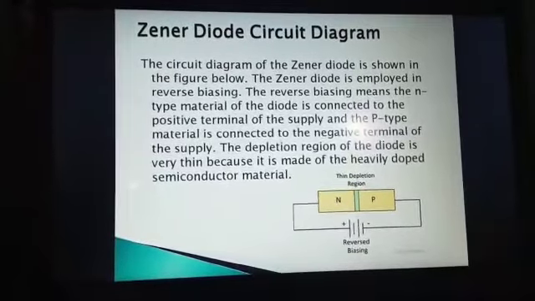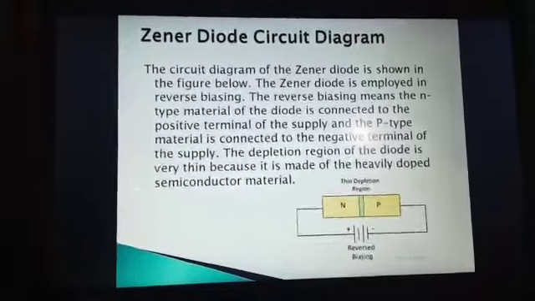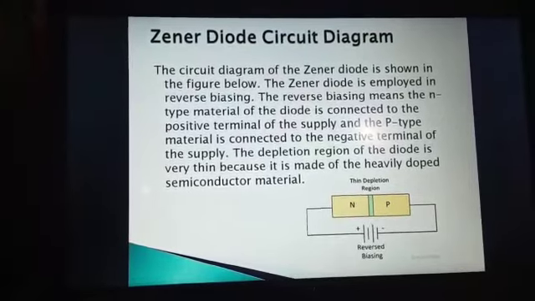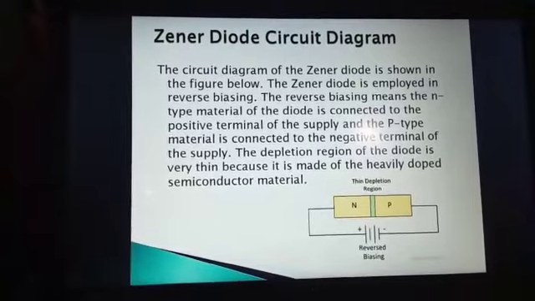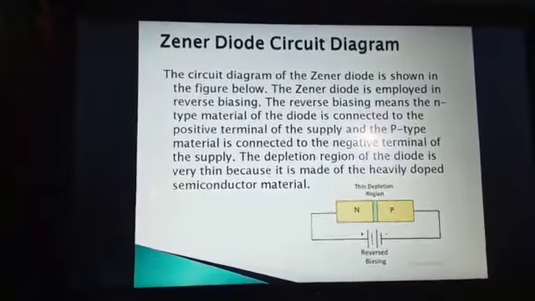The reverse biasing means the N-type material of the diode is connected to the positive terminal of the supply and the P-type material is connected to the negative terminal of the supply. The depletion region of the diode is very thin because it is made of heavily doped semiconductor material.